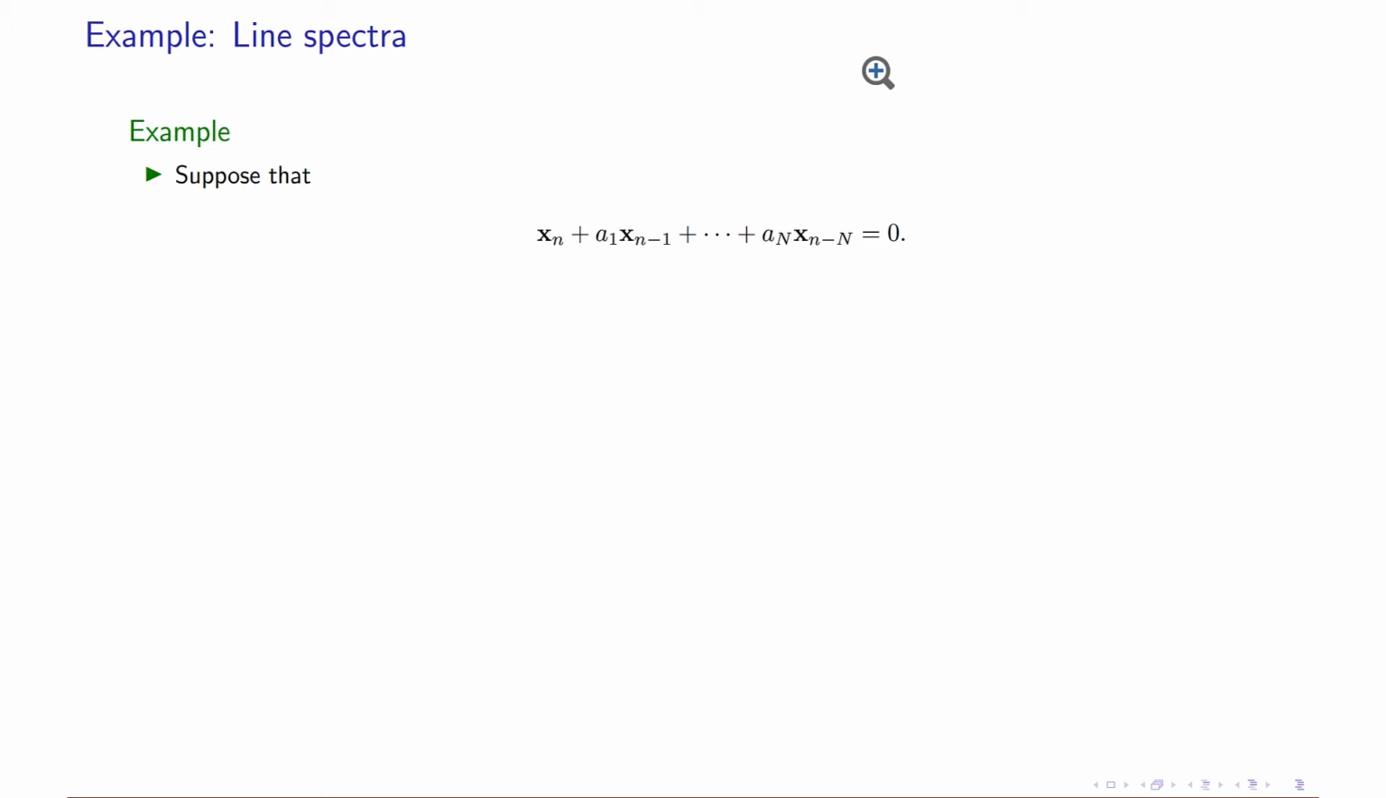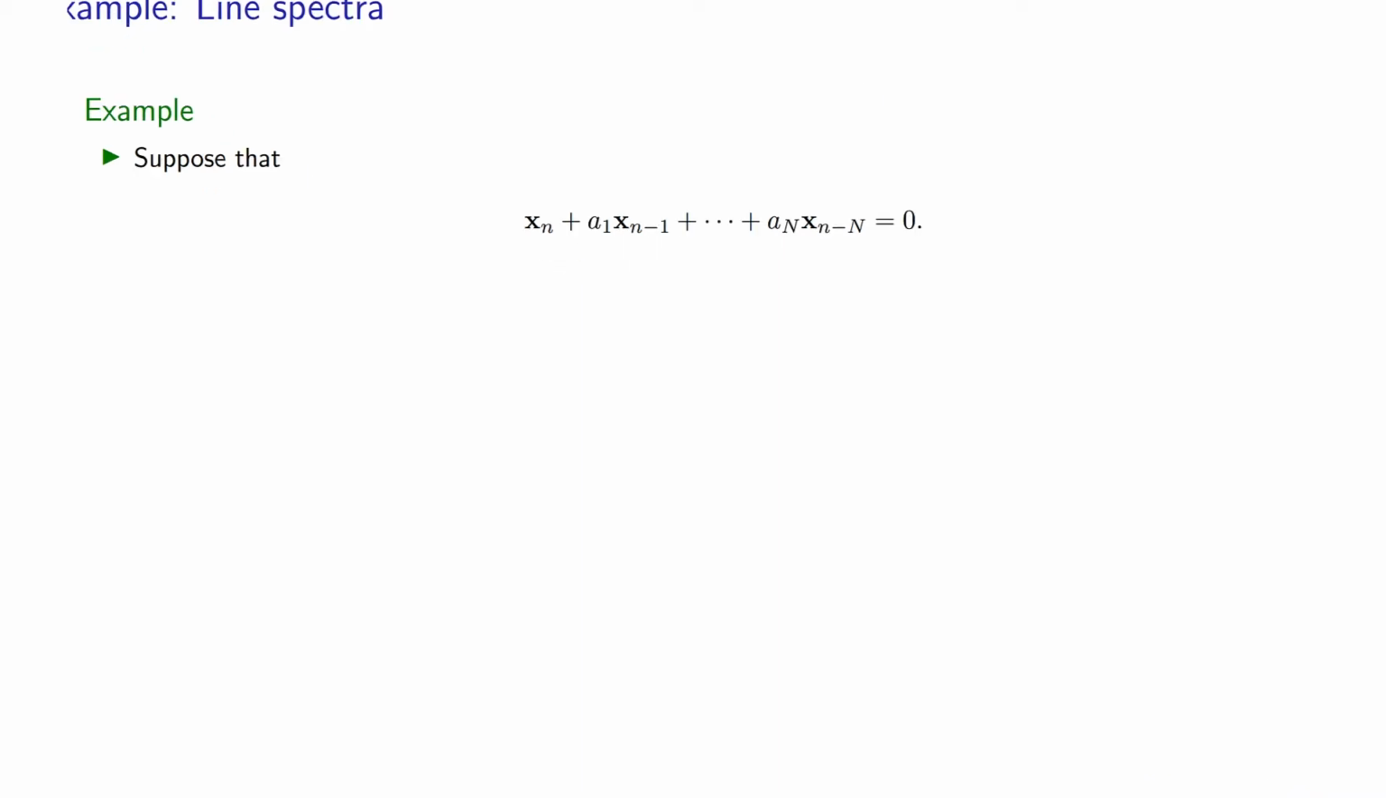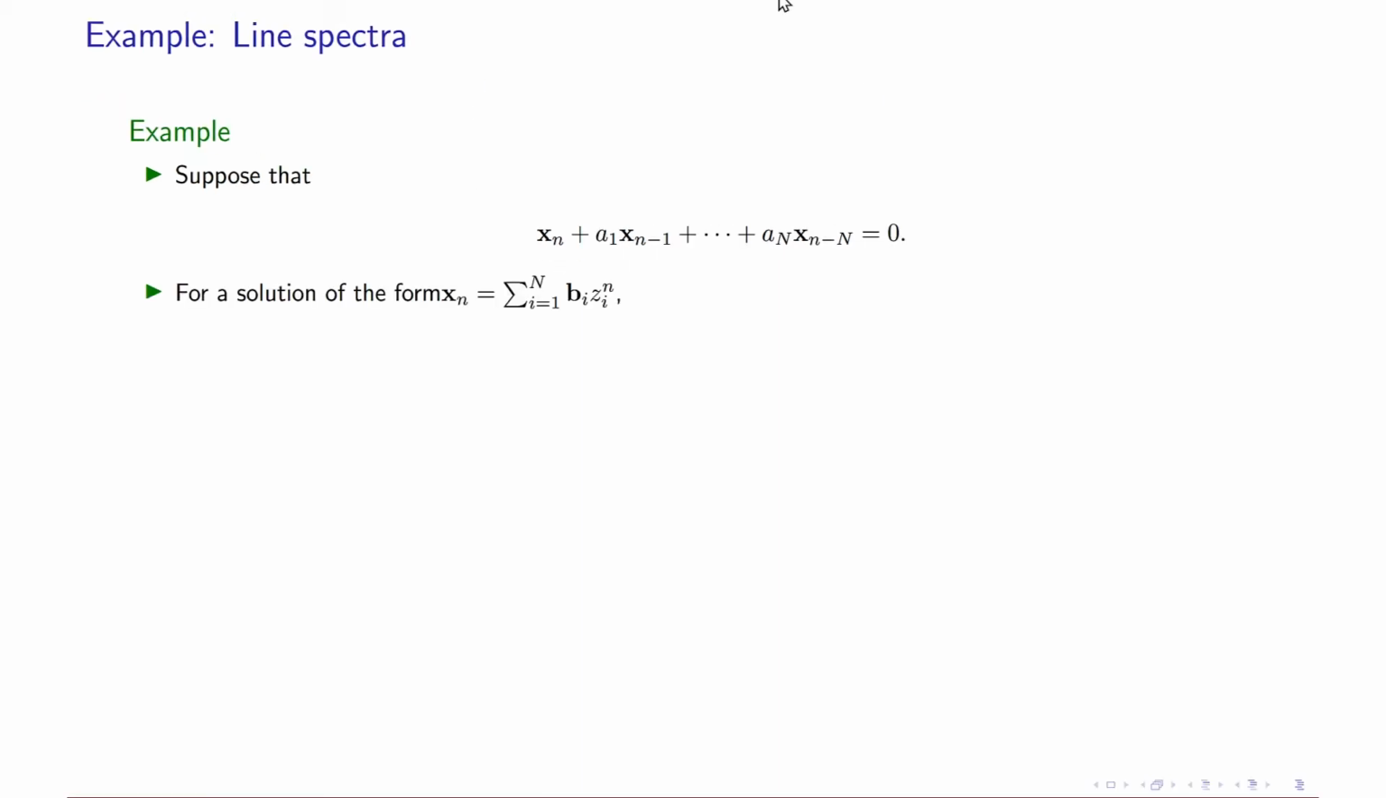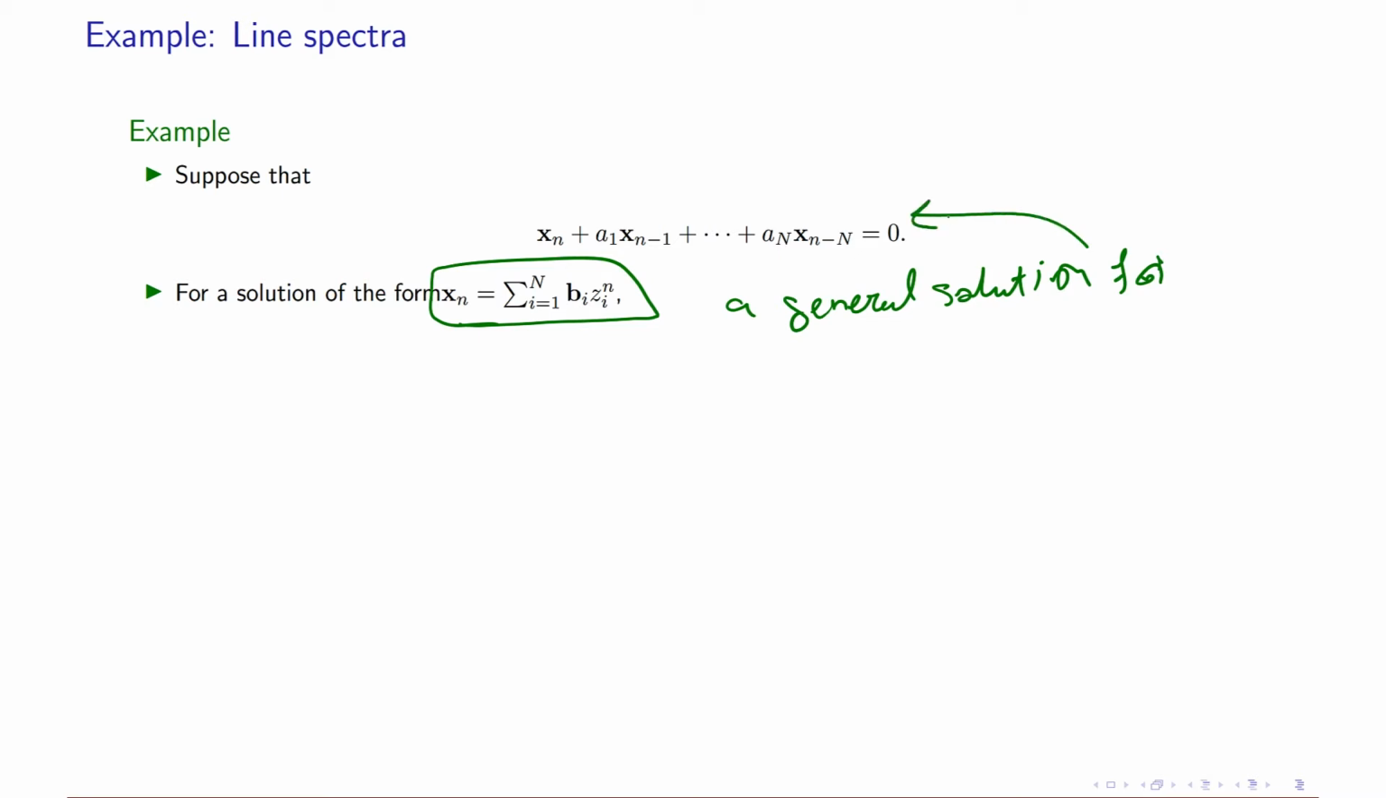Suppose in one example that the different samples of your random process are linearly dependent, and you have this expression. Solving this, if this is valid for all time n, you could easily show that your sequence could be equal to a function like that. So this is a general solution for this equation.